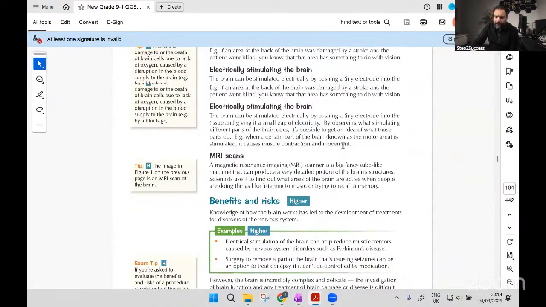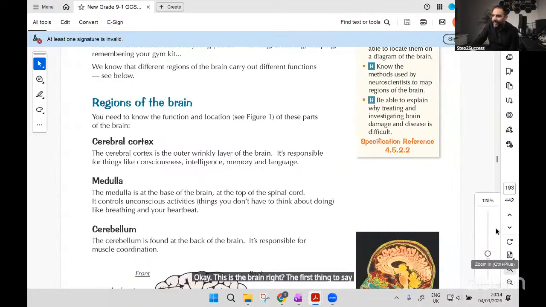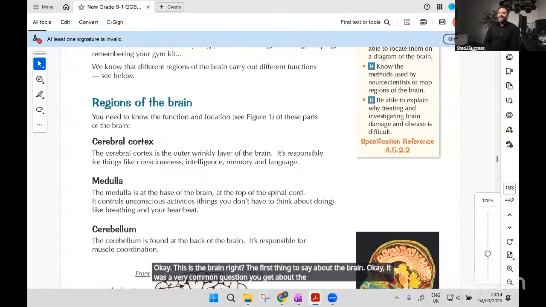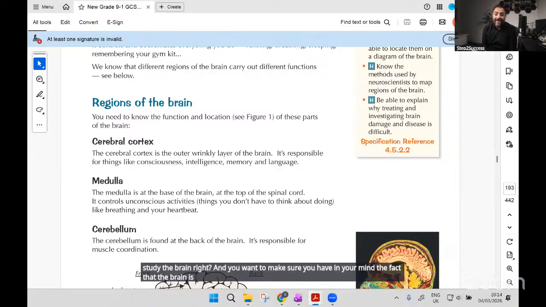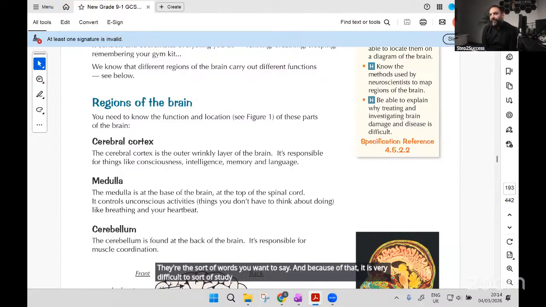Okay, this is the brain. The first thing to say about the brain, a very common question you get about the brain, is why is it difficult to study the brain? You want to make sure you have in your mind the fact that the brain is a complex and delicate organ. Those are the sort of words you want to say. Because of that, it is very difficult to study the brain without affecting the person whose brain it is. So that's why it's very difficult to study it.